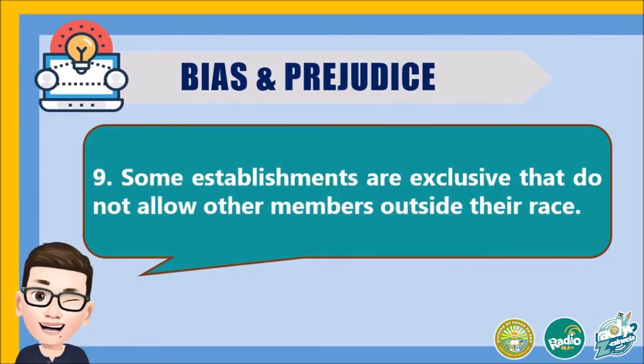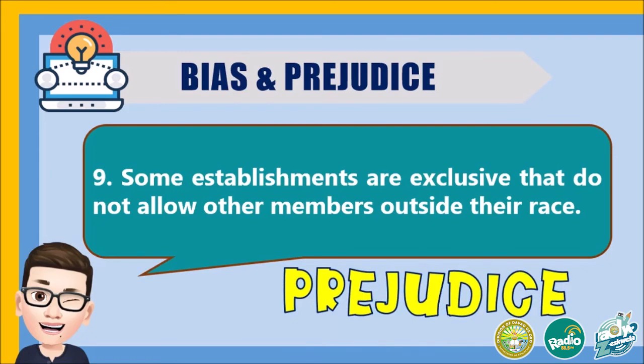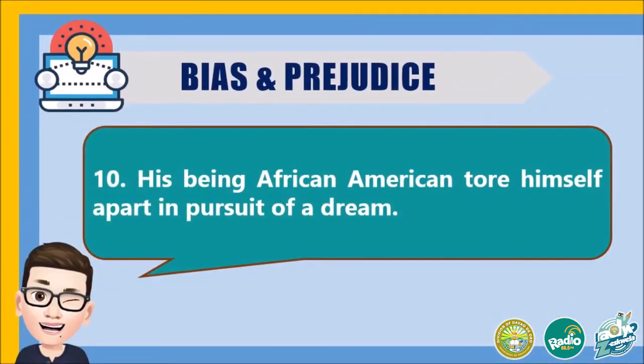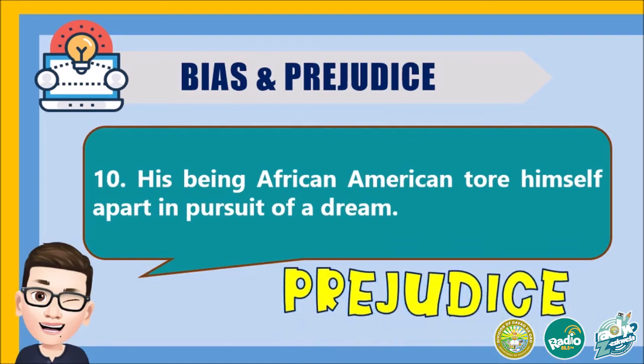Number nine, some establishments are exclusive and do not allow members outside their race. The correct answer is prejudice. This is also a form of racism. You are discriminating against others because of their race and color. Number 10, his being African American tore himself apart in pursuit of a dream. The correct answer is prejudice. This is also an example of racism, in which you dislike or discriminate against someone because of their race and color.